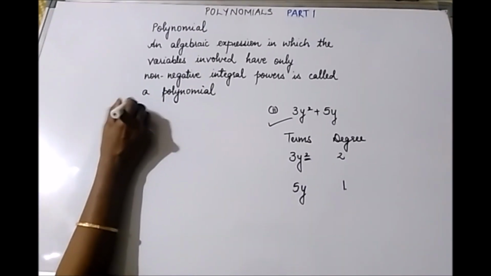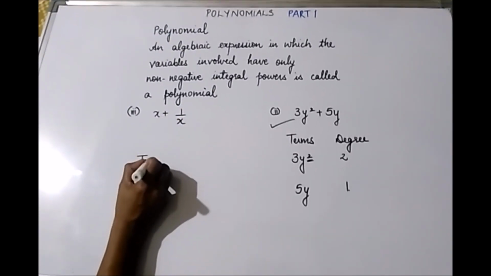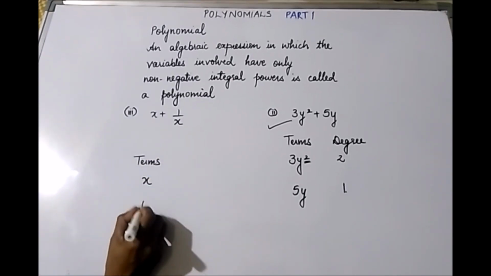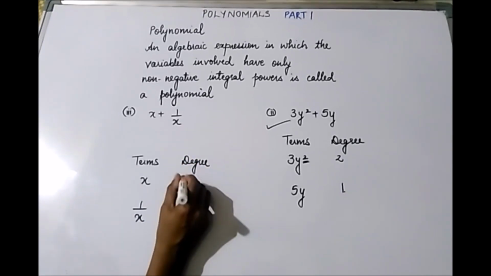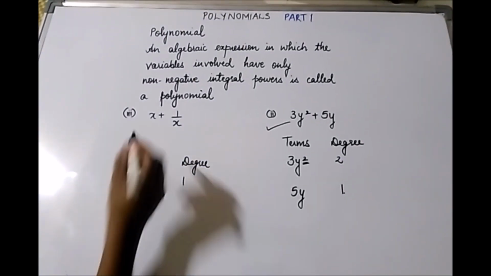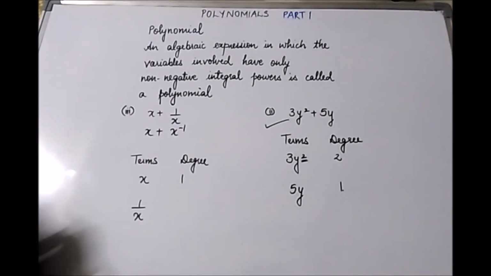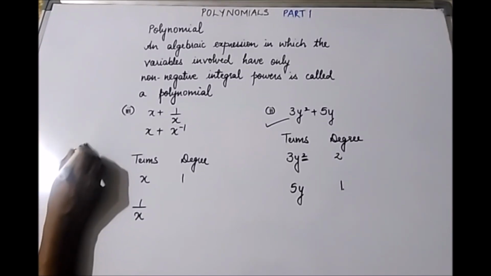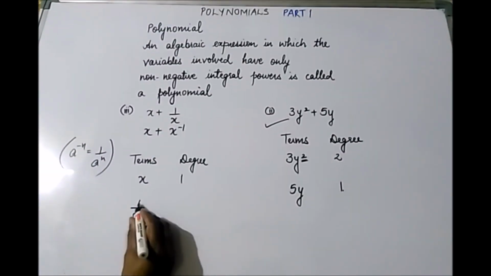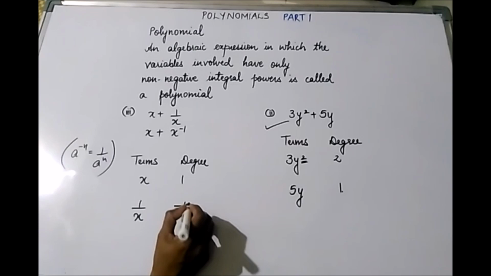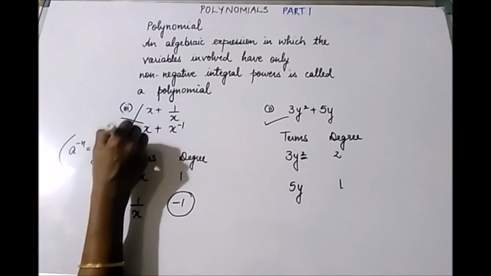Third example, x plus 1 by x. Here we have got 2 terms, that is x and 1 by x. What's the degree of x? It is 1. What's the degree of 1 by x? 1 by x can be rewritten as x raised to minus 1 using the law of exponent a raised to minus n is equal to 1 by a raised to n. Therefore, the degree of 1 by x is minus 1. As you can observe, minus 1 is not a whole number. Hence, the given expression is not a polynomial.